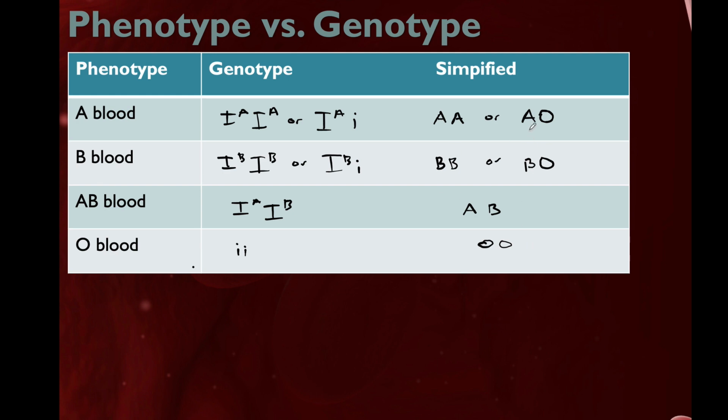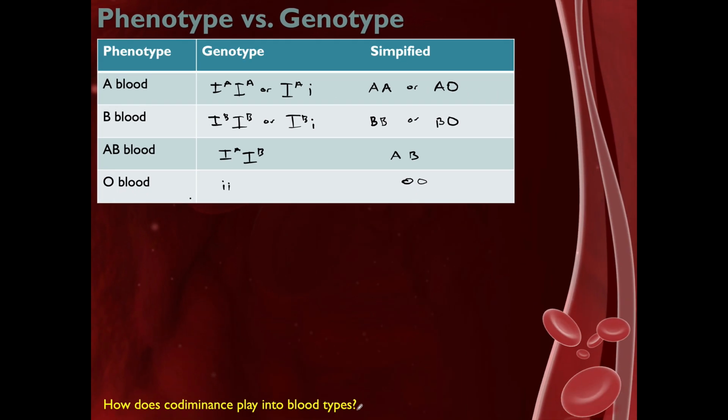So you can see for both the A blood and the B blood, there's two possible combinations that allow someone to be characterized as having that type of blood. For AB blood, there's only one possible combination, which is each parent donated A or B. And then for O blood, both parents donated the recessive allele, lowercase i, or to simplify it, donated an O allele. Let's take a look at this question here at the bottom for a second.